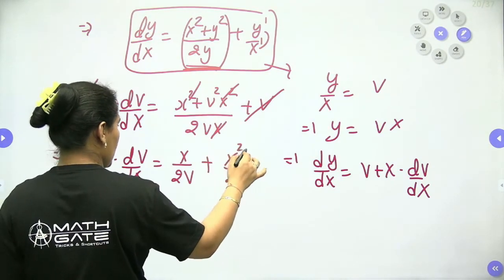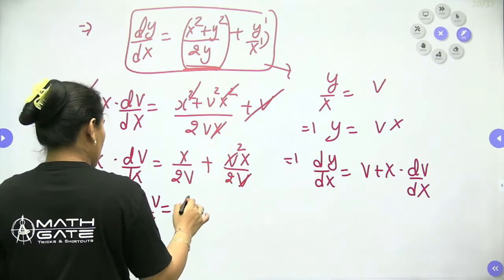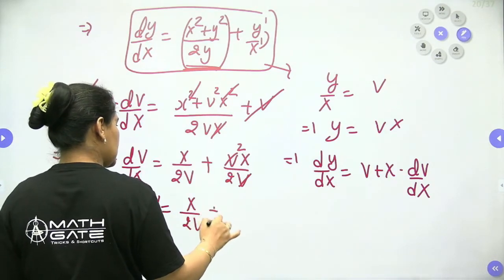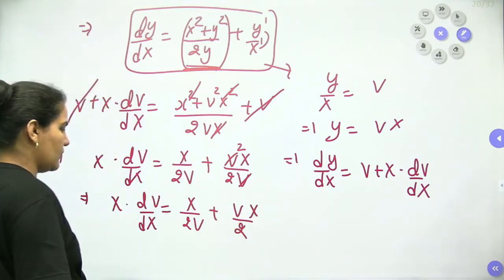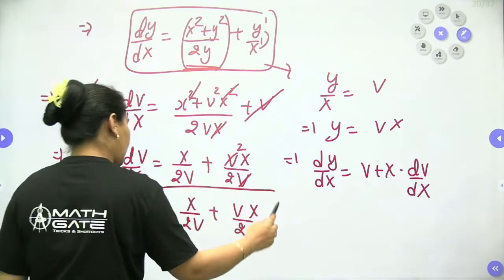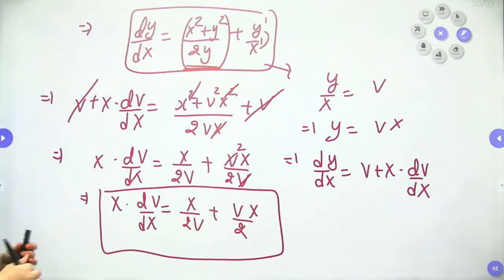Here we are having v square, yeah, exactly. So it will be x by 2v. Yes, plus it will be vx by 2, dear students. So we are having exactly this. After cancelling the things, we are having a function like this: x by 2v plus vx by 2 only.